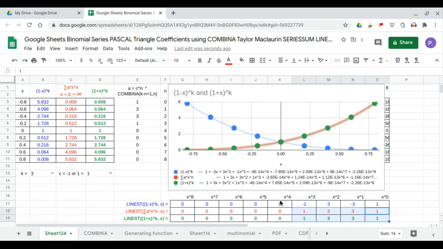So this completes the use of the COMBINA function, Taylor-Maclaurin series sum, LINEST polynomial regression to generate binomial series Pascal triangle coefficients.